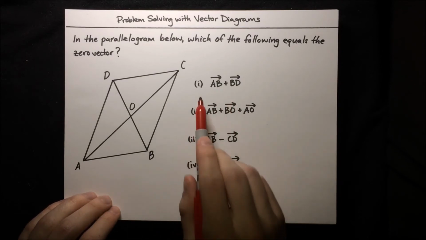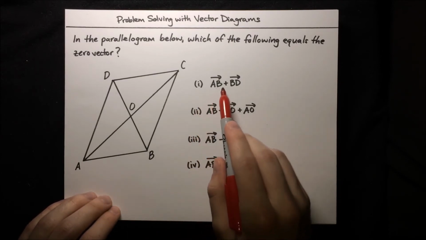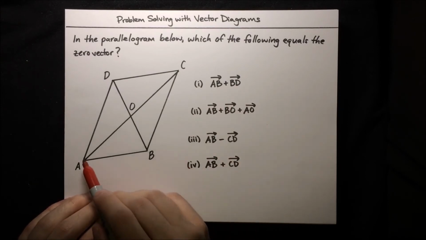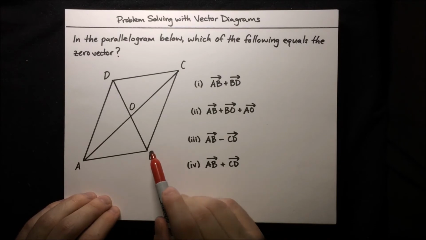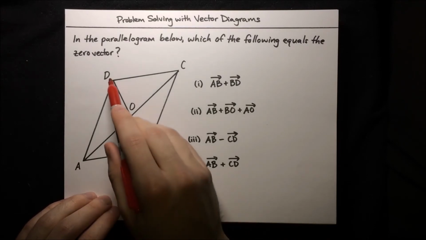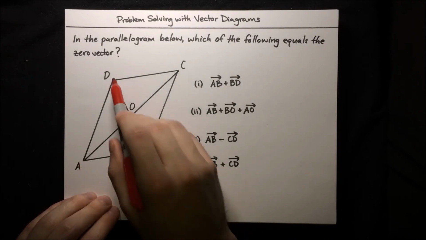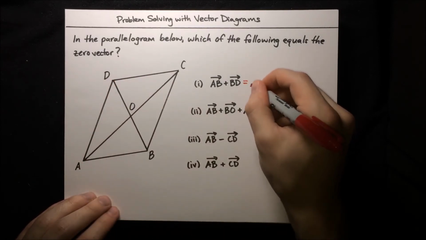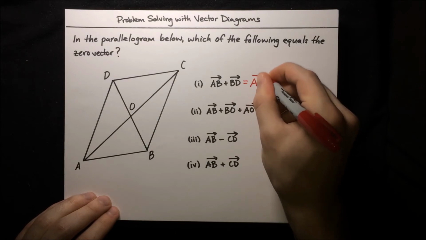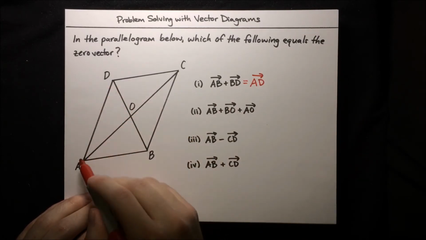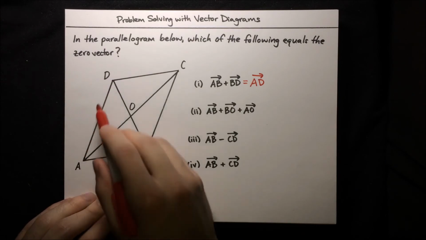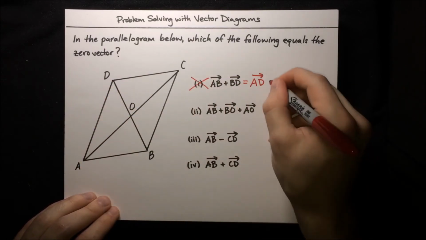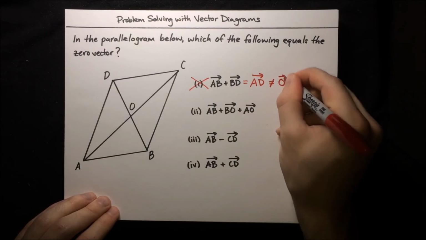Alright, so why don't we start with the first choice first, vector AB plus vector BD. Well, that's just part of a triangle law for vector addition. Vector AB is from A to B, and then vector BD is from B to D. So if we go from A to B and B to D, then really we're just going from A to D. So that's equal to the vector AD. But is AD the zero vector? Definitely not. That goes from point A to point D, and those are two different points. So no, it's not number one. That's not equal to the zero vector.